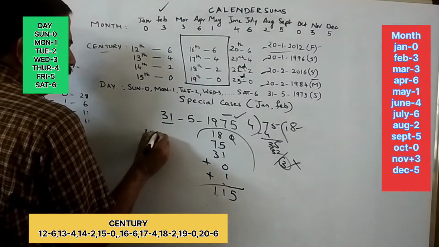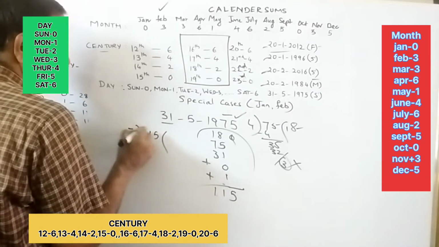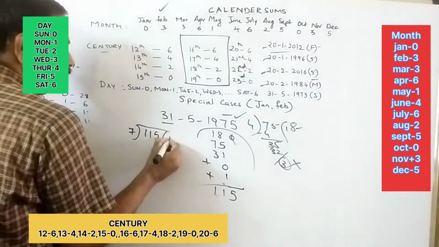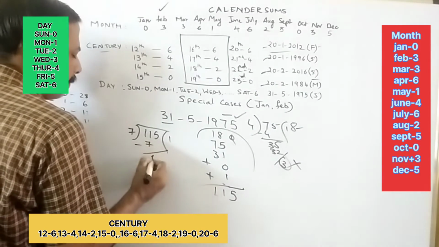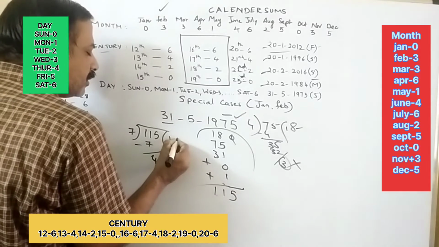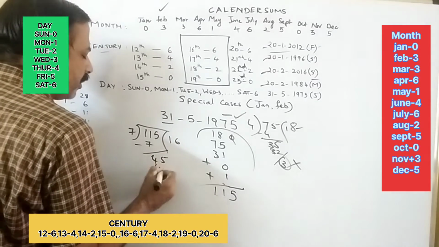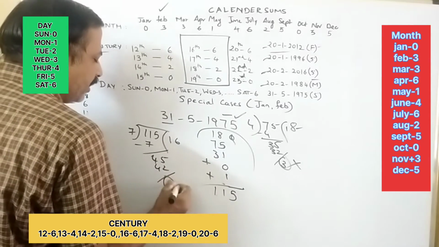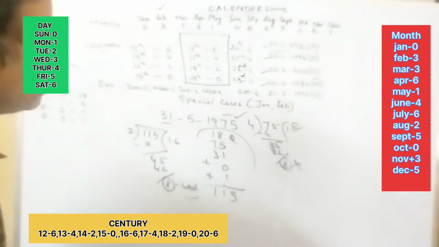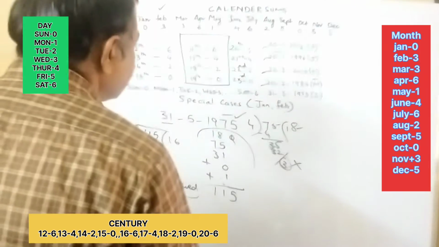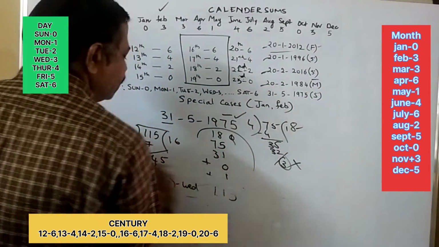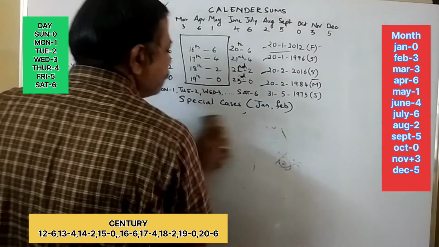So 1, 1, 15 divided by 7. Let me check it. 7 1 is 7, 45. 7 7 is 49, 7 6 is 42. 3. I am getting it is Wednesday. Somewhere we have made a mistake. Let me redo it. Let me do it again, dear friends. Somewhere I got some mistake.